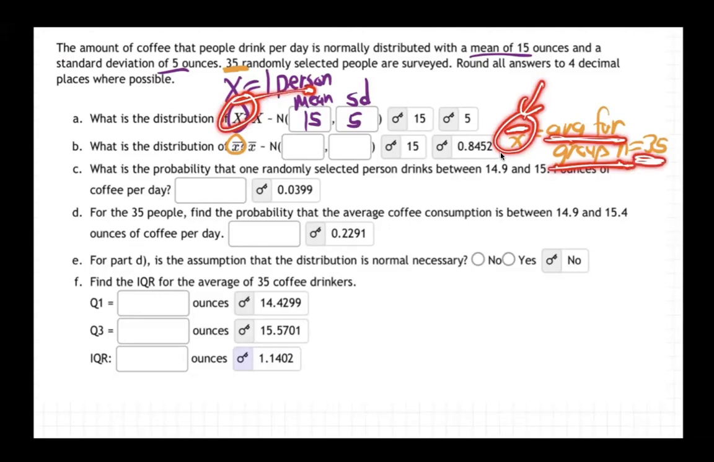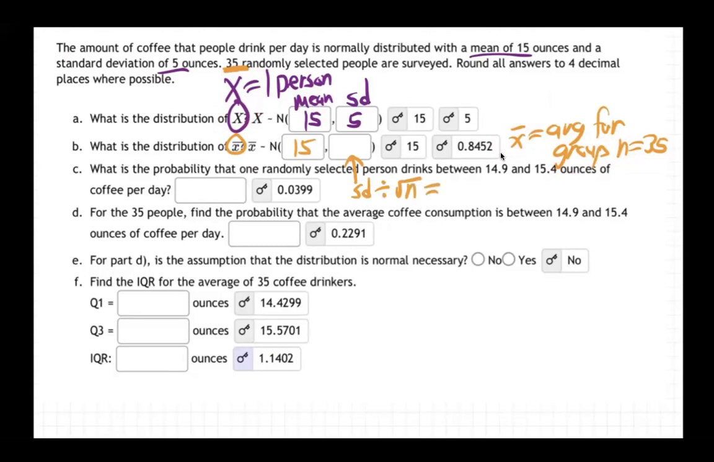And in this case, the group size is 35, right? 35 randomly selected people. Okay, so what? Well, the mean is the same. That doesn't change, but you probably know already the standard deviation does. You've got to take the standard deviation and divide by the square root of n. So in this case, what's the standard deviation? The 5, divided by the square root of 35.